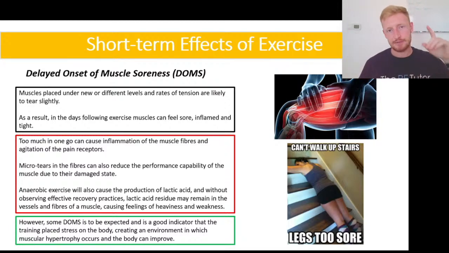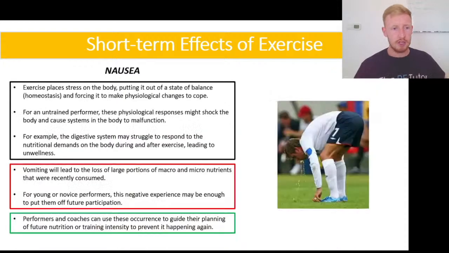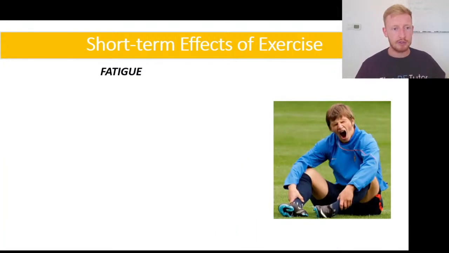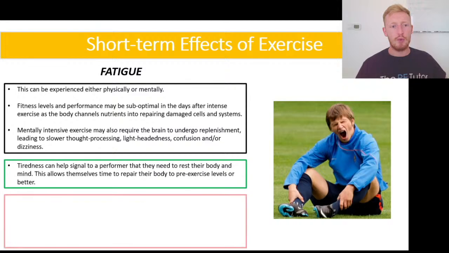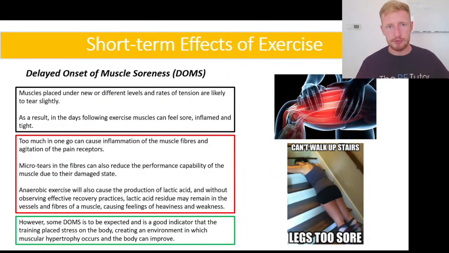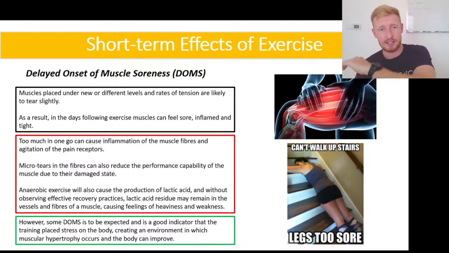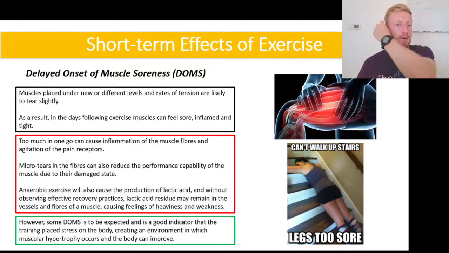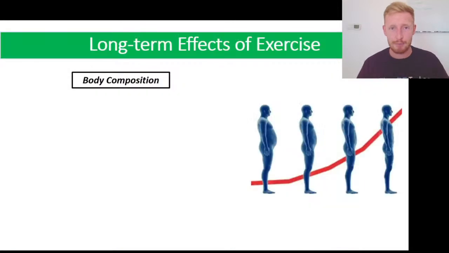And that is that for short-term effects of exercise. So we looked at, what was the first one? Fatigue was the first one. Then we went into our nausea, and then we went into our DOMS, which leads us into our final category, which are the longer-term effects of exercise, or the adaptations of our body to exercise. And the first one is our body composition.